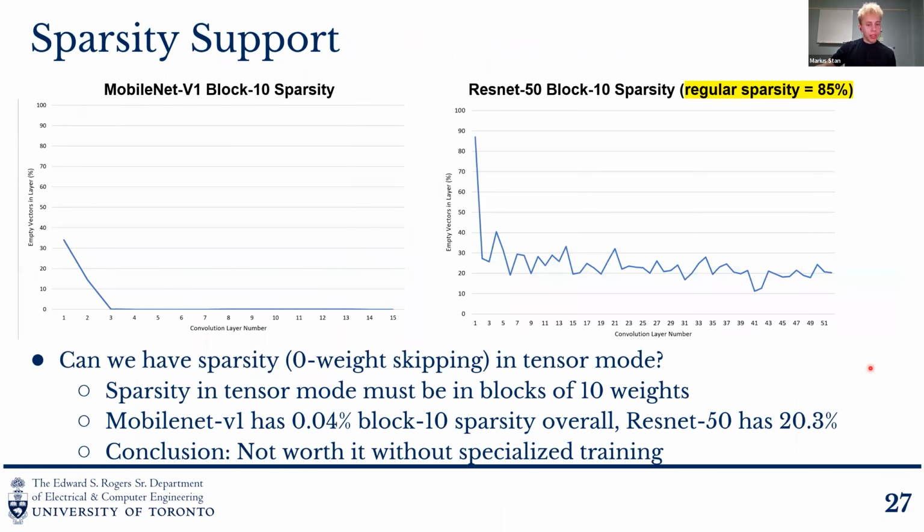Sparsity support. I mentioned that in tensor mode, sparsity has to be in blocks of 10 weights. So the question becomes, how much of the sparsity do we have in networks? For the MobileNets, it's relatively low, 0.04% overall. The majority of the sparsity is in earlier layers, but these earlier layers make up the fewest amount of computations in the network. For ResNet-50, which we trained to have 85% regular sparsity, there was only about 20% block sparsity. So the conclusion was that it's not worth it to include sparsity support without some sort of specialized training, and that specialized training was outside the scope of this work.